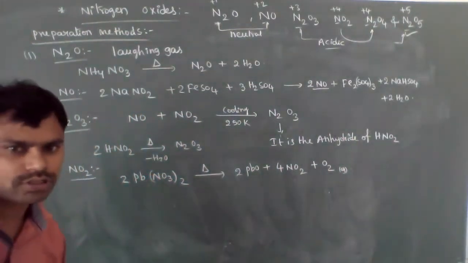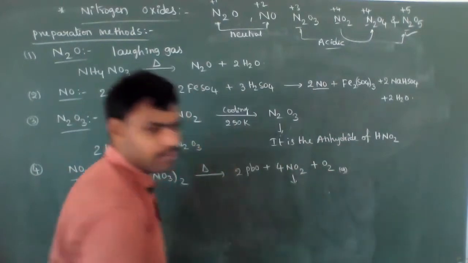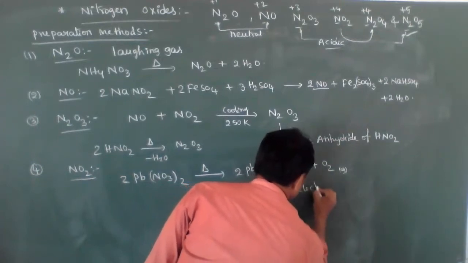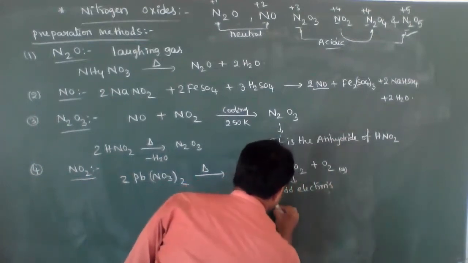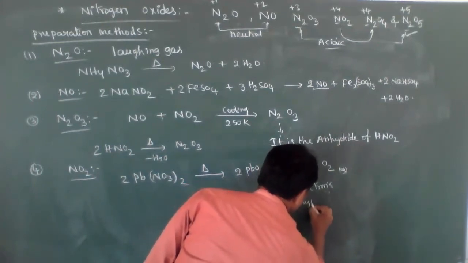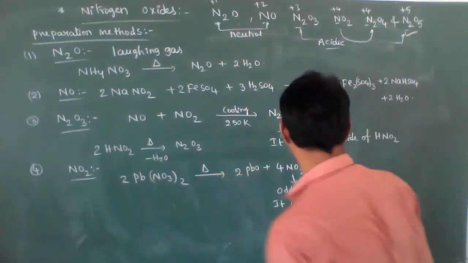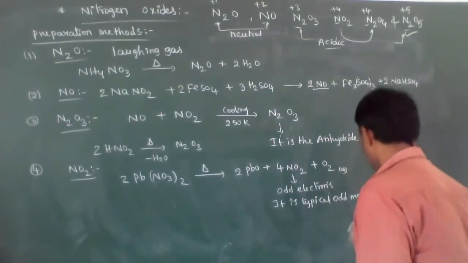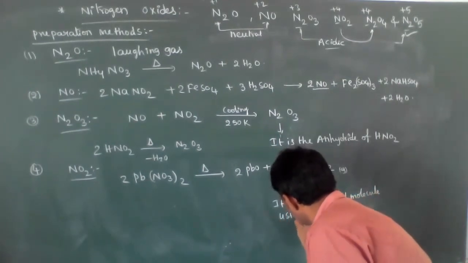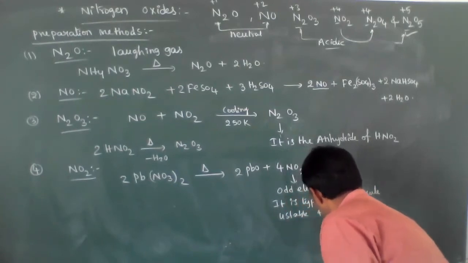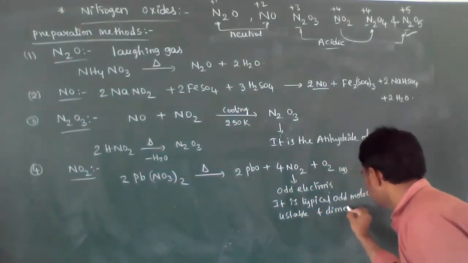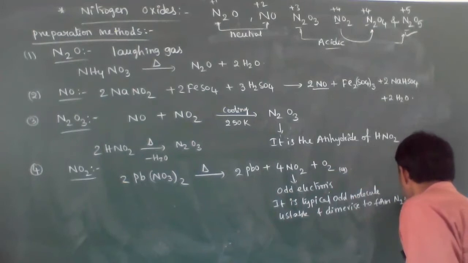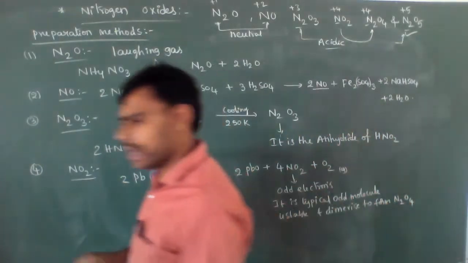If you observe the NO2 structure, the NO2 molecule contains an odd number of electrons. That's why it is a typical odd-electron molecule, unstable, and it dimerizes to form N2O4.